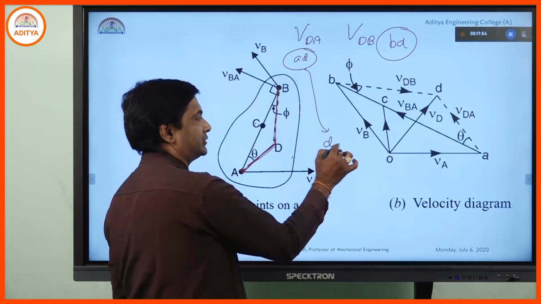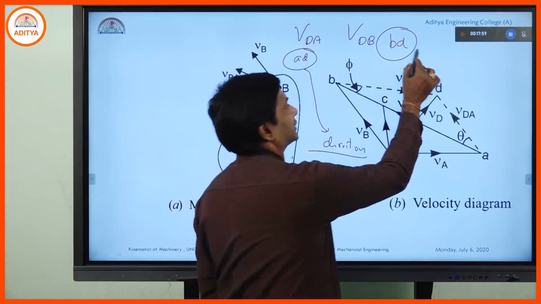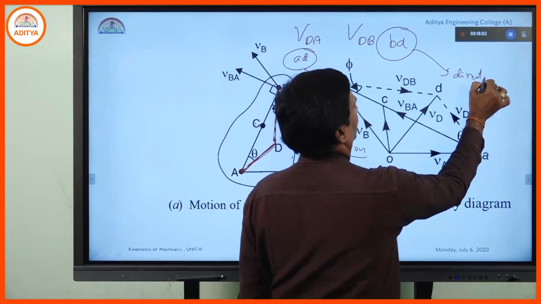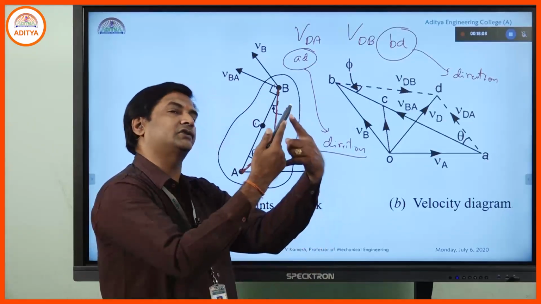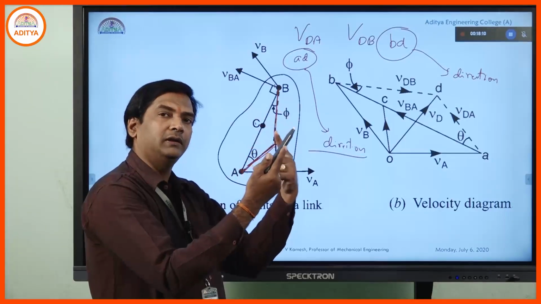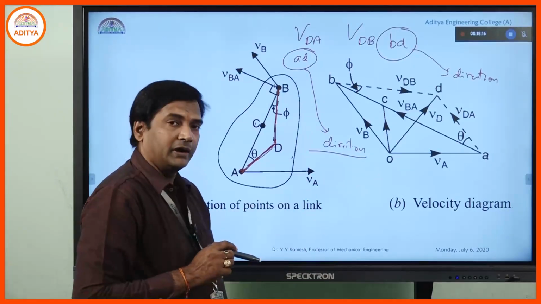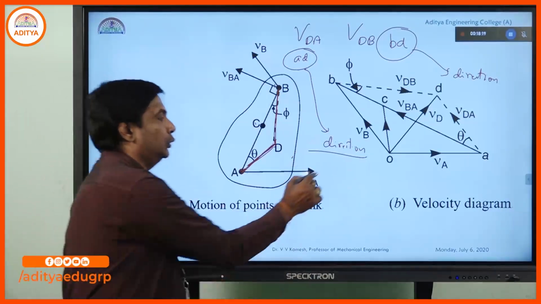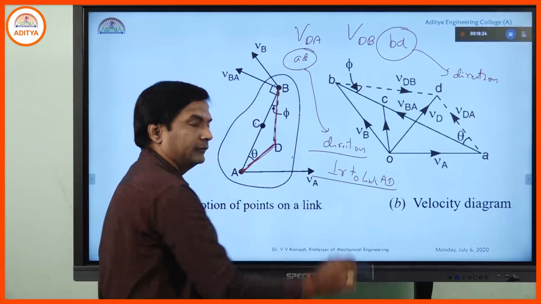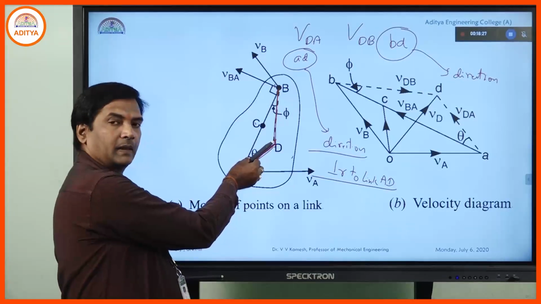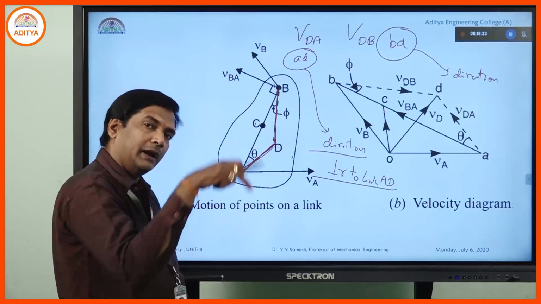So what is the principal thing now? AD direction is to be known to us and BD direction is to be known to us. So if you draw the two lines, AD in one direction, BD in another direction, they will have an intersection, then we will get the point D very clearly. So what is the direction of AD? It is perpendicular to link AD. That means this is the link AD. Perpendicular to this, you draw the AD locus line.